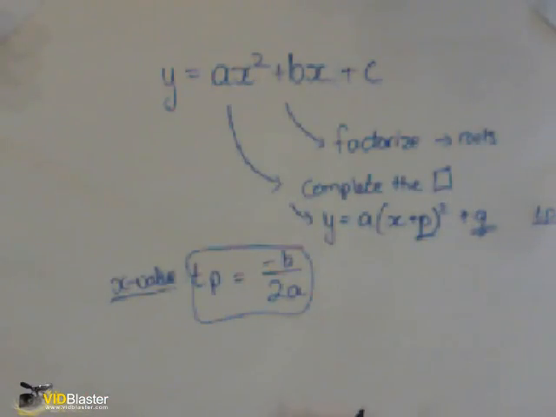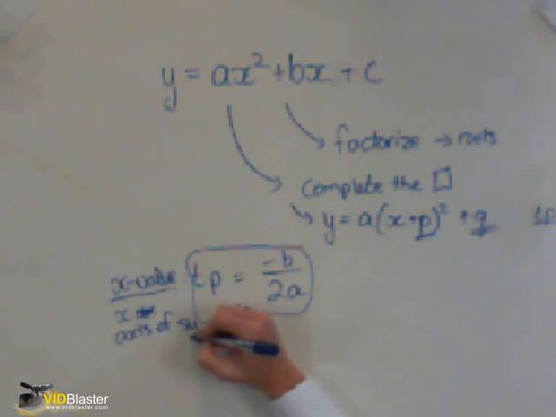They know it off by heart, so all they do is substitute in minus b over 2a and leave it as that, which is actually just the x value, or shall I say the axis of symmetry, the vertical axis of symmetry.